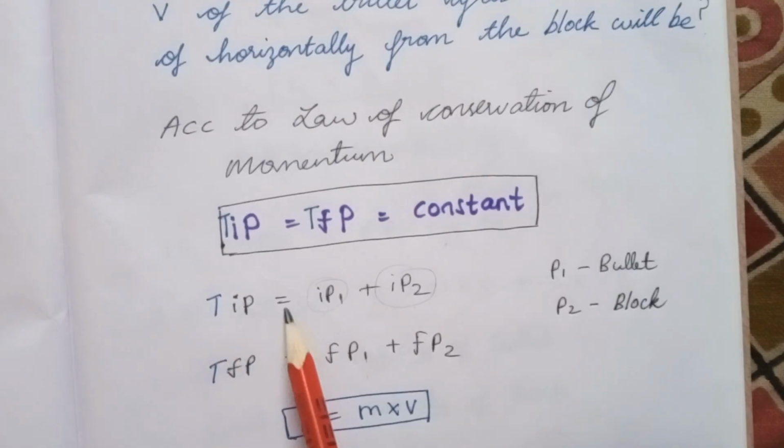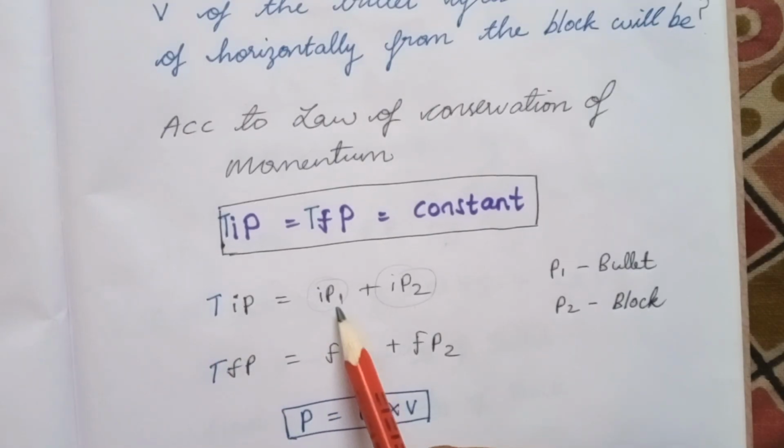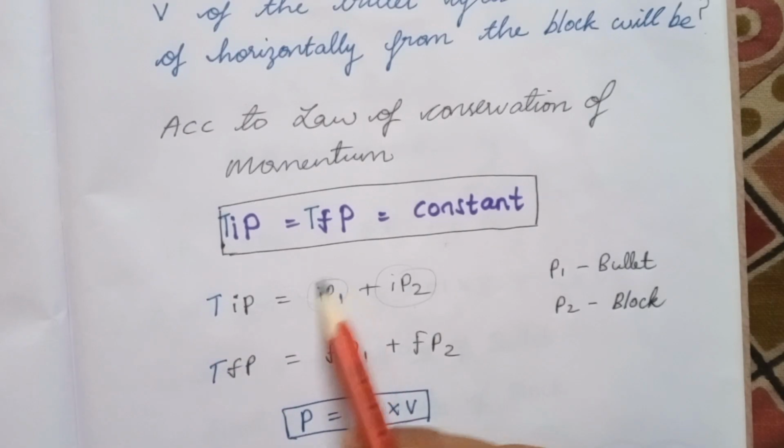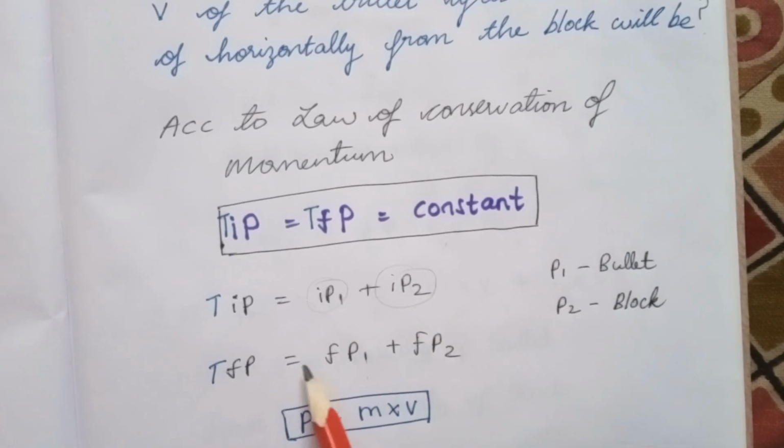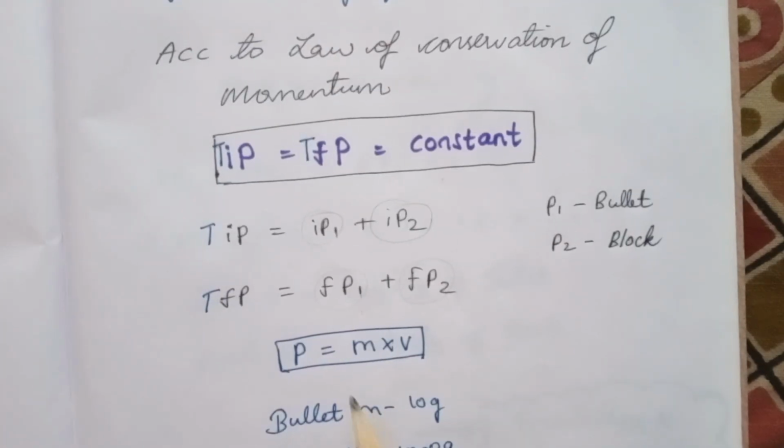So according to the law of conservation, total initial momentum is equal to total final momentum. Total initial momentum is the initial momentum of the bullet plus the initial momentum of the block. Then total final momentum is the final momentum of the bullet plus the final momentum of the block. These are individual momentums. The formula for momentum is mass into velocity.